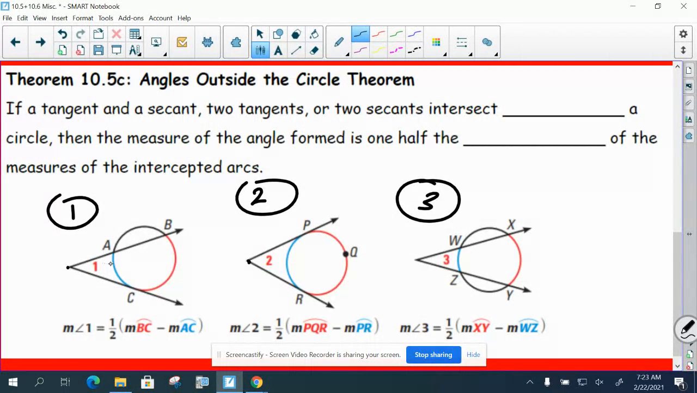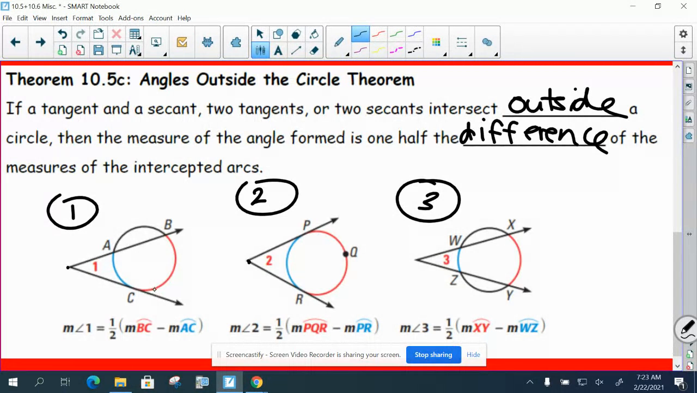So here, the outer arc and the inner arc create this whole circle, and then this outer arc and this inner arc intersect outside a circle, then the measure of the angle formed is 1/2 of the difference, so not sum anymore if it's outside, but difference of the measure of the intercepted arcs.